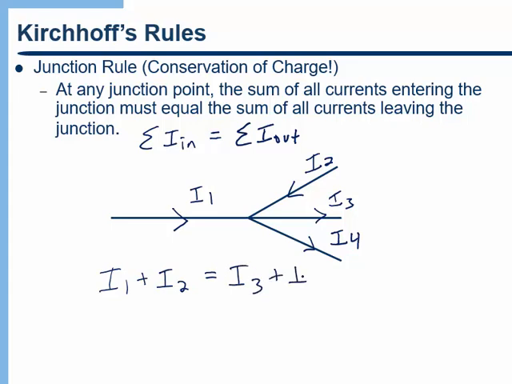Okay? You'll notice here I wrote down conservation of charge, because fundamentally this is just a result of conservation of charge. If a charge goes in to the junction, it can't disappear there, it's got to come out. Or if a charge comes out, it couldn't have just been created at the junction, it had to come in. So it's really just a statement of conservation of charge.